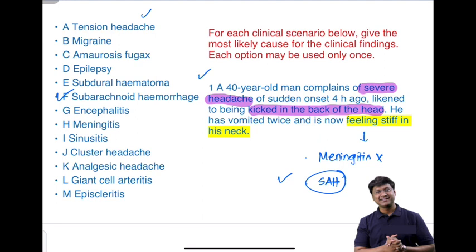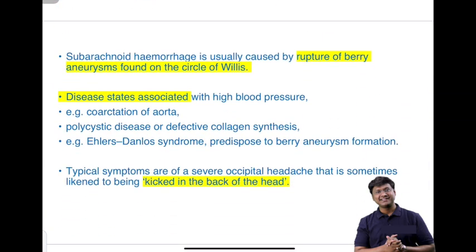And what are the causes of subarachnoid hemorrhage? It is usually caused by trauma. Head trauma is one of the most important causes. The other cause is rupture of berry aneurysms. And what is the most common site for berry aneurysm formation? That is at the junction of the anterior cerebral artery with the anterior communicating artery. That is the site where berry aneurysms are very common.